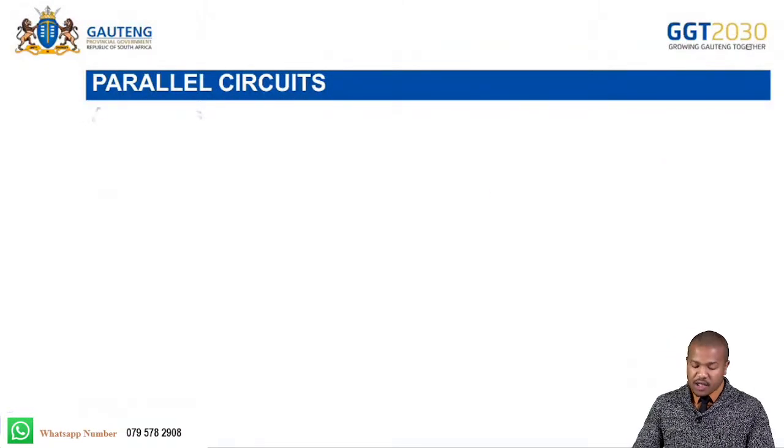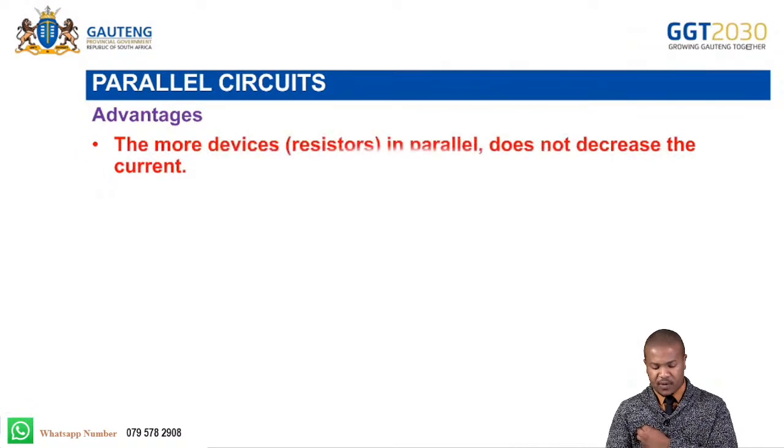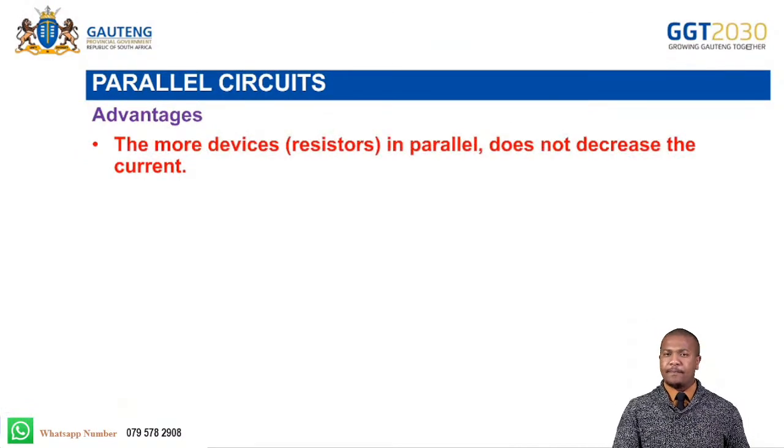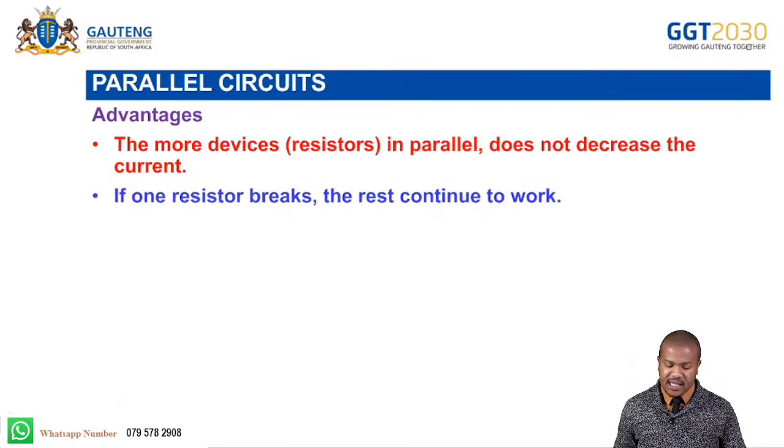Right. So now, let's look at the advantages of a parallel circuit connection. The advantages are the more devices, and in these terms, we're talking of the resistors. The more resistors that are connected in parallel, they will not decrease the current. The more devices connected in parallel will lead to no decrease in current. And another advantage is that if one resistor breaks, the rest of the circuit will still continue to work. Are we together?